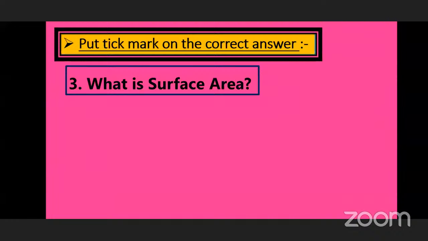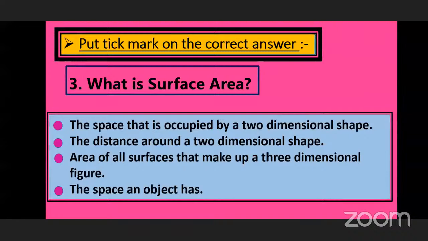Now tell me what is a surface area by choosing the correct option. And the options are on the screen.